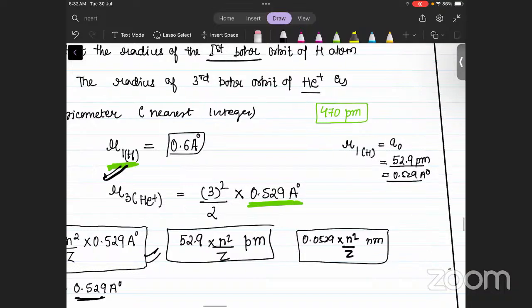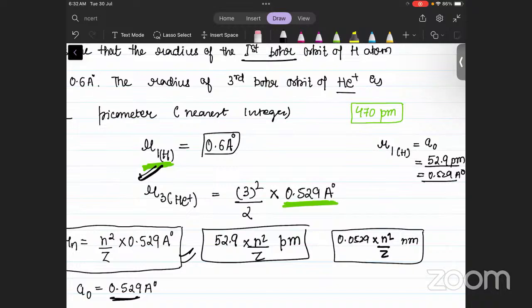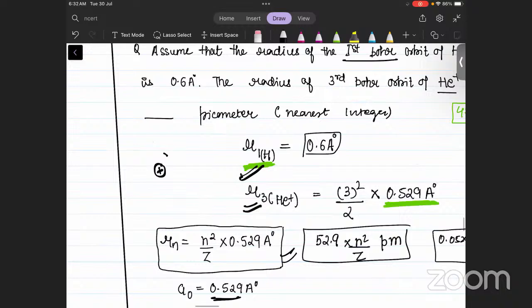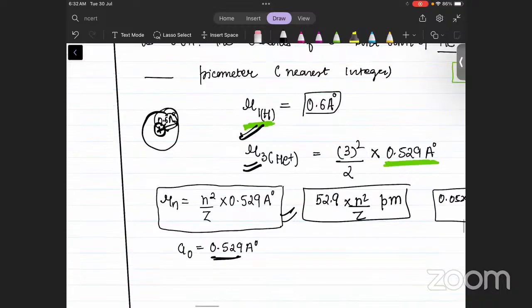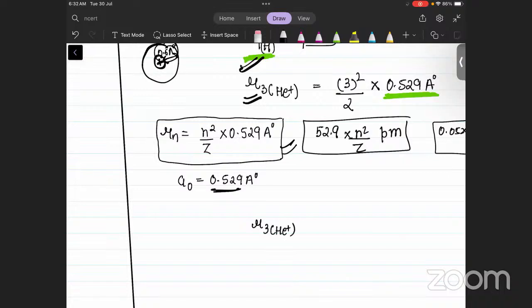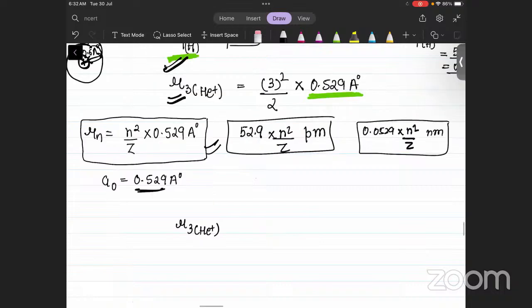When I multiply the first Bohr orbit with n square over Z, that's when I'll get the radius for other atoms. So it is fixed, right? For hydrogen, it will be fixed. So in this question, they took it as 0.6 angstrom. What you can write here is R3 for helium positive will be equal to R1 of hydrogen into 3 square by 2. Now you can do the calculation.